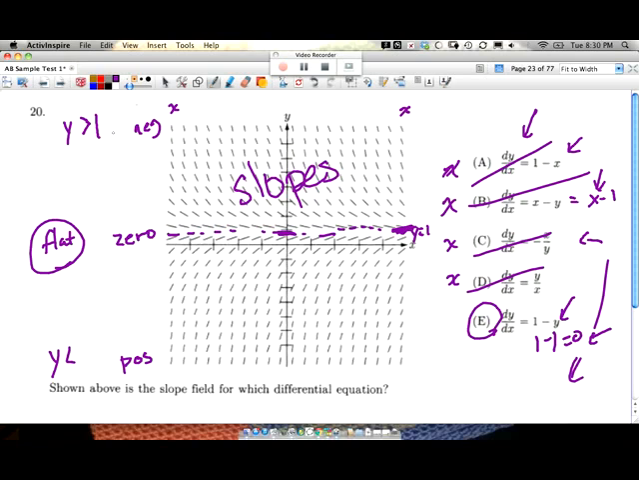For example, these values up here, when y is greater than 1, let's say up here at 1, 2, 3, 4, 5, 6, at 6, that would be 1 minus 6, which would be negative 5. The slope is negative 5. And down here, 1, 2, 3, 4, 5, 6, 7, at y equals negative 7, the slope equals 1 minus negative 7, which would be 8. That looks good, this looks good, and this looks good. It matches.